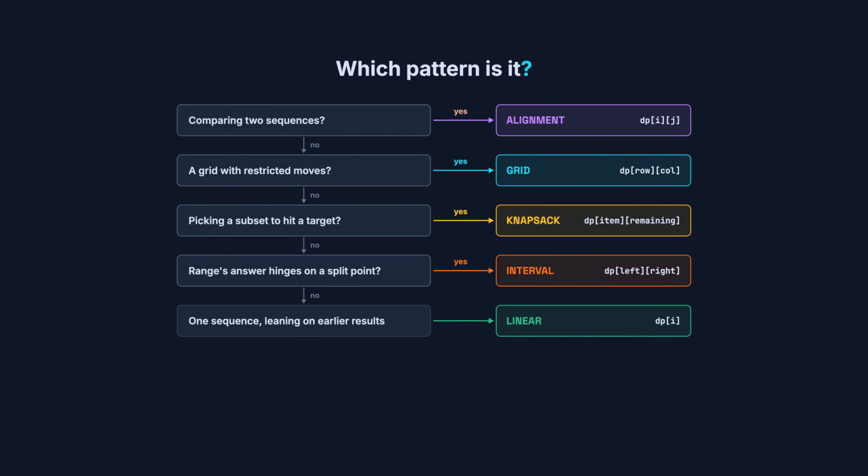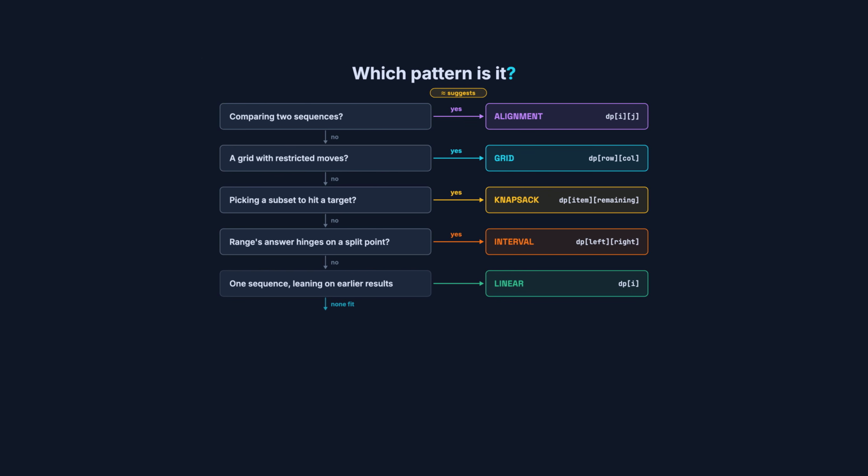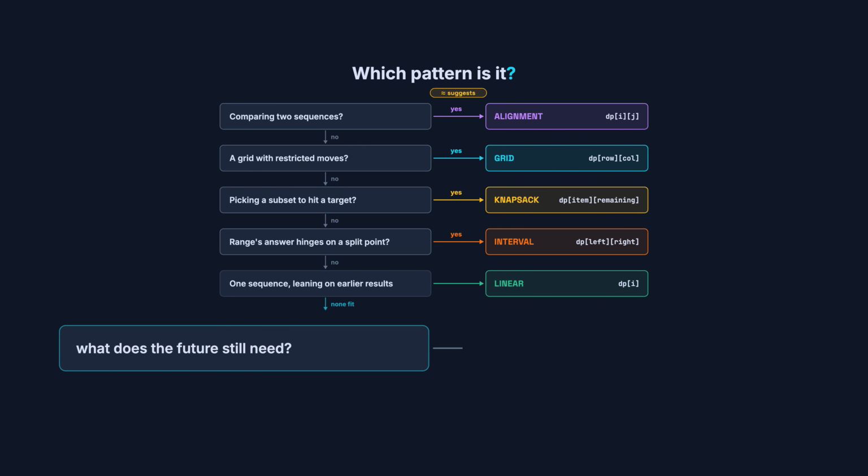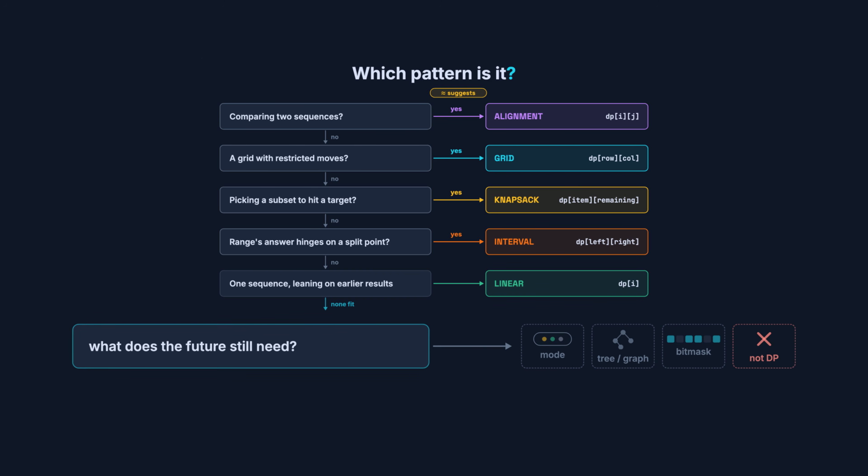And none of these branches are guarantees, by the way. They're just suggestions. If none of them fit, ask the underlying question directly. What does the future still need to know? Sometimes it's an extra mode you have to track, sometimes a tree or a graph, and sometimes a bit mask over what you've used. And sometimes it isn't dynamic programming at all.